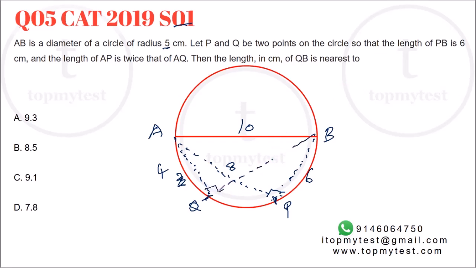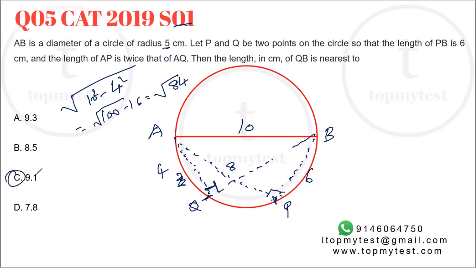Now this will also be a right angle triangle, right? This is 10, this is 4. So QB will be square root of 10 square minus 4 square. That is 100 minus 16. That is root of 84. Slightly more than 9. Option C.